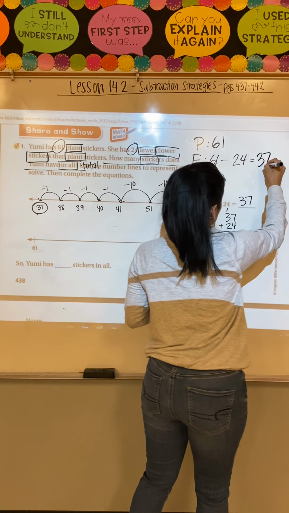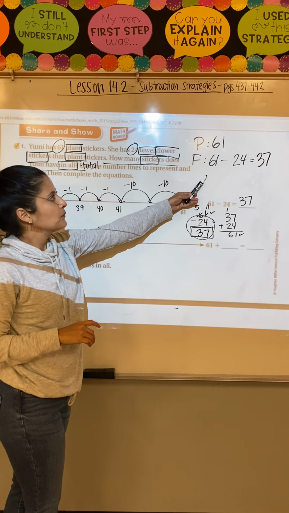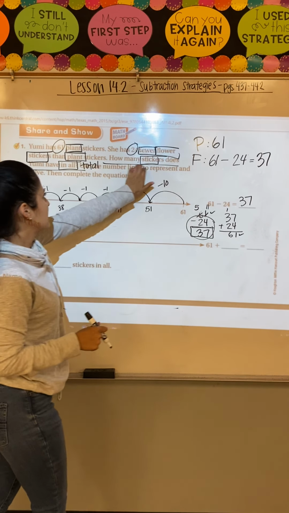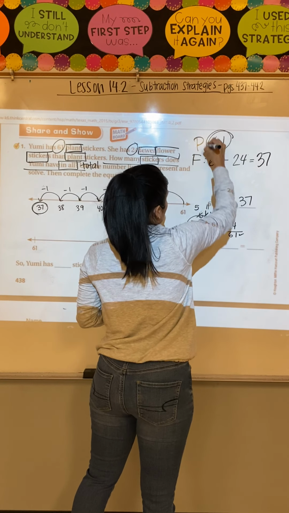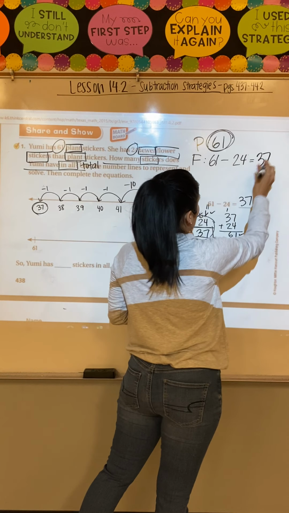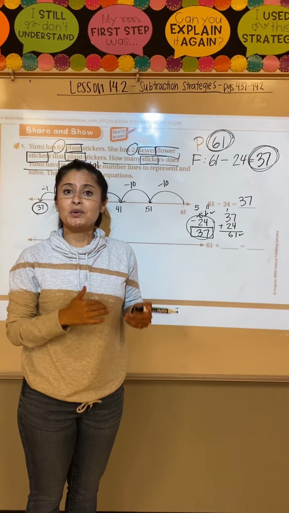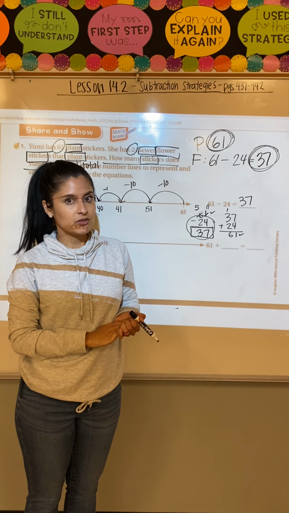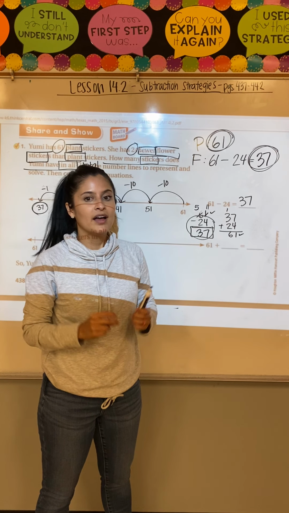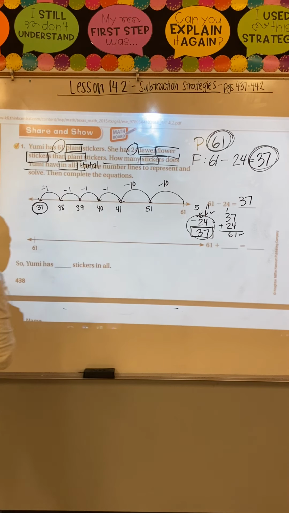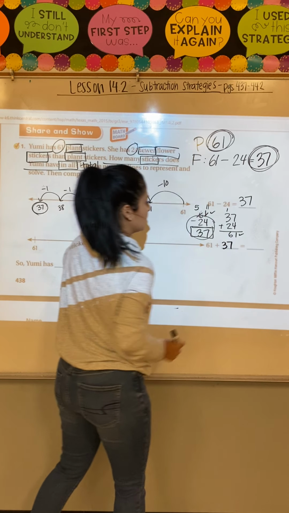Okay, so 37. What does that 37 represent? Well, 37 represents the amount of flower stickers. What is the question looking for? How many stickers does she have in all? Okay, so I now know the amount of plant stickers. I now know the amount of flower stickers, and we want to find the total. How do we find the total? What operation do we use? If I know my 2 parts, but I don't know my whole, I'm going to use addition. I'm going to combine them. Okay, so 61 plus 37.